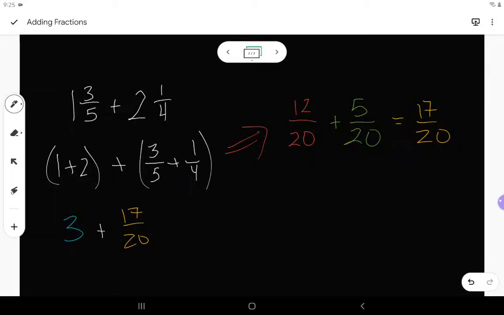So I had my 3 for my whole numbers, and I got 17 over 20 for my fractions. And then I'm going to add the 3 and the 17 over 20 to just get 3 and 17 over 20. And I just combine them back together. Okay? You're more than welcome to do that. It absolutely works. Subtracting, though, we would have to be a little bit more careful. Okay, so there's adding fractions. Hopefully that was a review for you, because you should have covered that one last year.